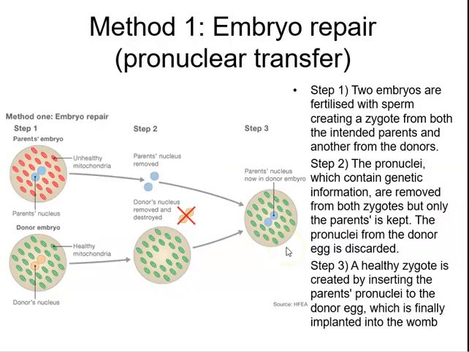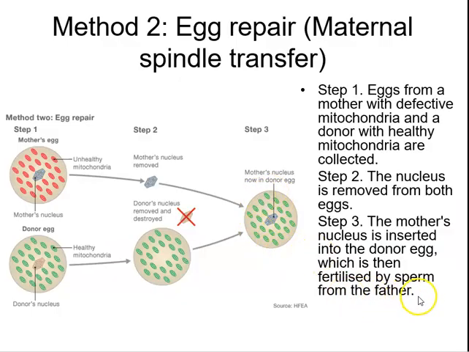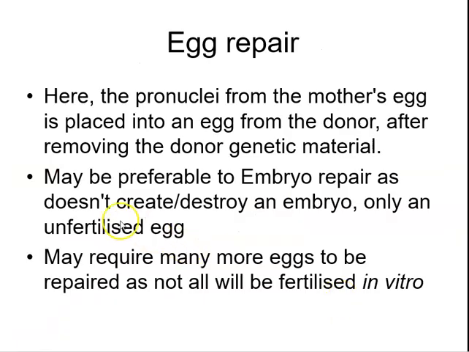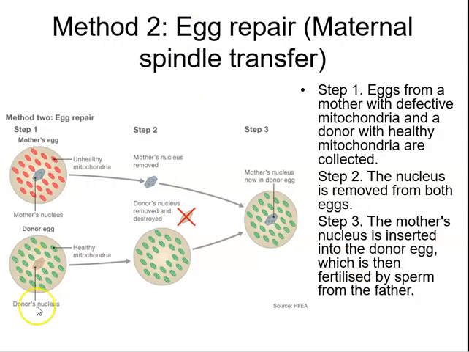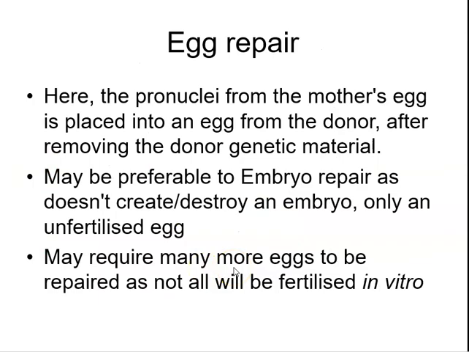In both cases, we are using sperm from who we want to be the biological father, and we've got the nuclear material from the biological mother. The only thing that is donated is the mitochondria from a third party. The key point when it comes to the ethics is that this may be more preferable to some people than embryo repair, as it doesn't create and destroy an embryo, only an unfertilized egg. Some people from various religious backgrounds would see the creation of a fertilized egg as the creation of life, and destroying it as the destruction of life, whereas this method doesn't destroy a fertilized egg, so ethically it is more accepted by some groups than the first method.